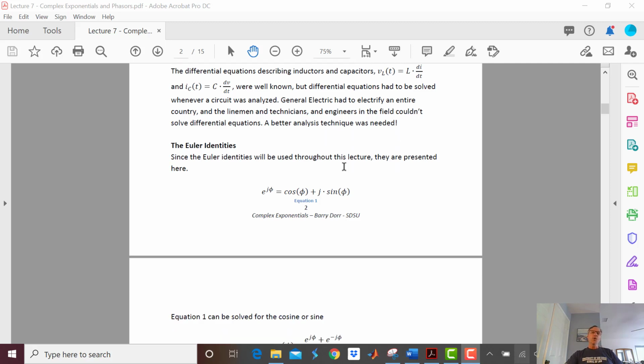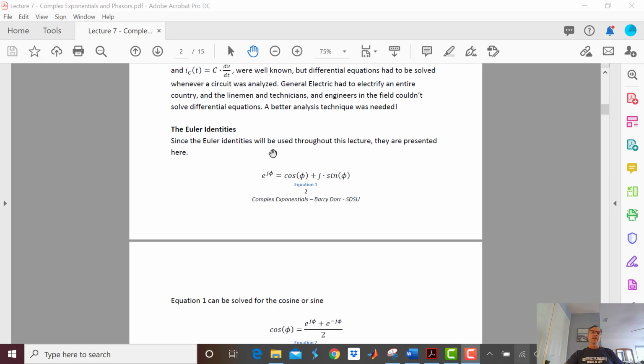So what we're going to use is the Euler identities. And you've probably seen these before, but let's present them again so we have them all in one place. So simply, the Euler identities say e to the j phi, where j is our complex operator.